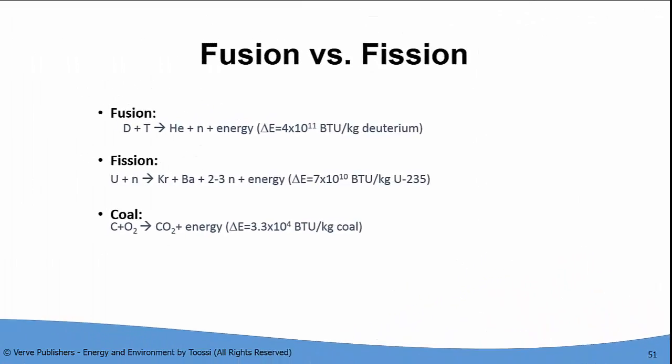This diagram compares the reactions of fission, fusion, and coal. You can see from this diagram that for every equal mass of coal, uranium, and fusion fuel, uranium produces 2 million times more energy than the coal, and fusion will produce roughly 20 million times. For every kilogram of uranium, you need 2,000 tons of coal to produce the same power.